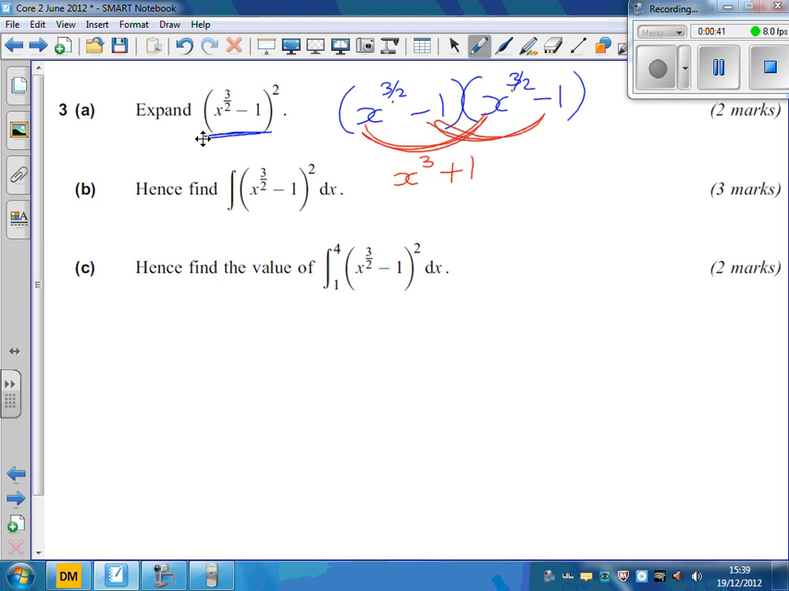And the other bit, well, look, here's 1 x to the 3 over 2, and here's another minus x to the 3 over 2. So altogether, we've got minus 2x to the 3 over 2's. There's the answer to part 1. It's all of that. Part 2 then says, well, now go ahead and integrate it.